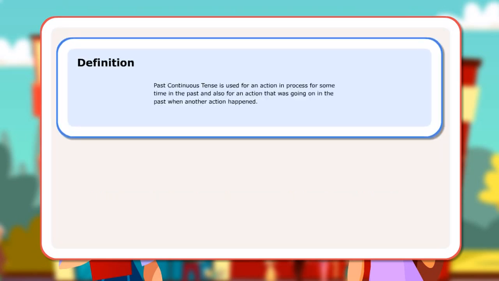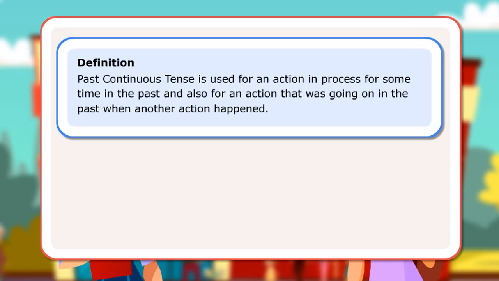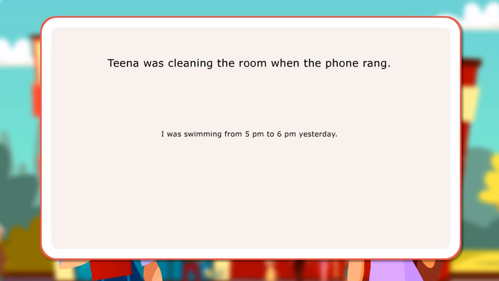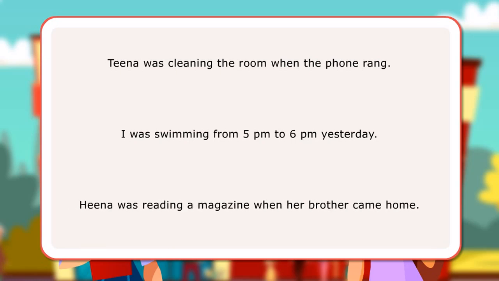Definition. Past continuous tense is used for an action in process for some time in the past and also for an action that was going on in the past when another action happened. Let us look at a few sentences. Tina was cleaning the room when the phone rang. I was swimming from 5 p.m. to 6 p.m. yesterday. Hina was reading a magazine when her brother came home.